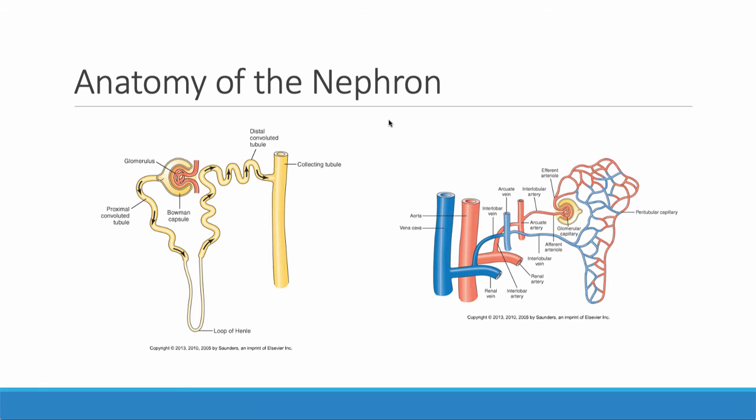Now, the functional unit here is the nephron. The nephron consists of the glomerulus, which is blood flow. This is arterial blood flow that comes into the glomerulus through the afferent, A meaning before, right? Afferent arteriole. And then the efferent arteriole takes the blood away from the glomerulus, and then it goes around the distal and the proximal tubules and loop of Henle, etc.